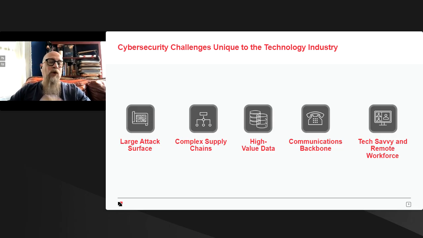Now, we've heard about this with SolarWinds a little bit more recently, where SolarWinds themselves were compromised, a malicious patch was pushed out, and every SolarWinds customer was potentially affected by that.